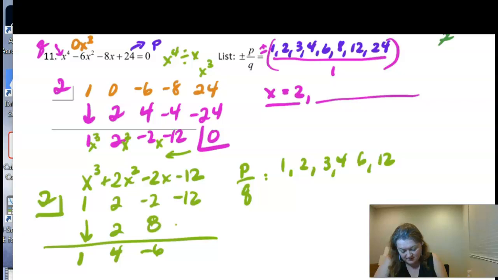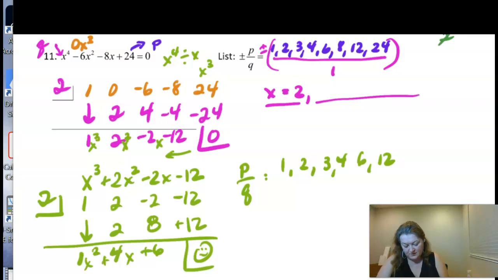I get a, oh no, did I do something wrong? I certainly hope not. Oh, right there. Plus 6, plus 12, happy face, 2 really does work. And I'm left with x squared plus 4x plus 6. So guess what? I now have another 2 that worked.